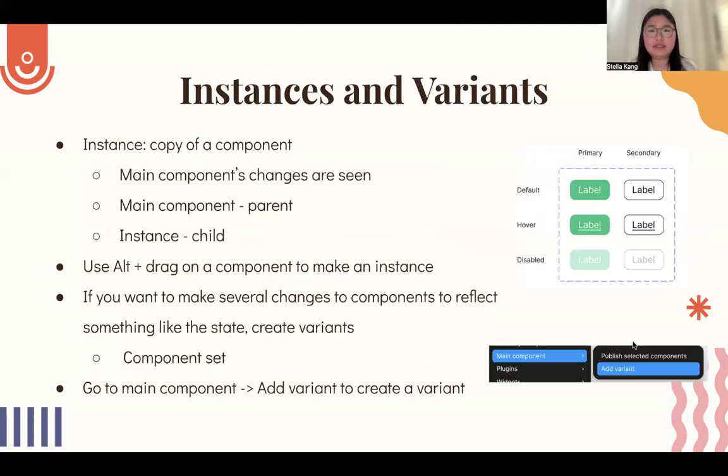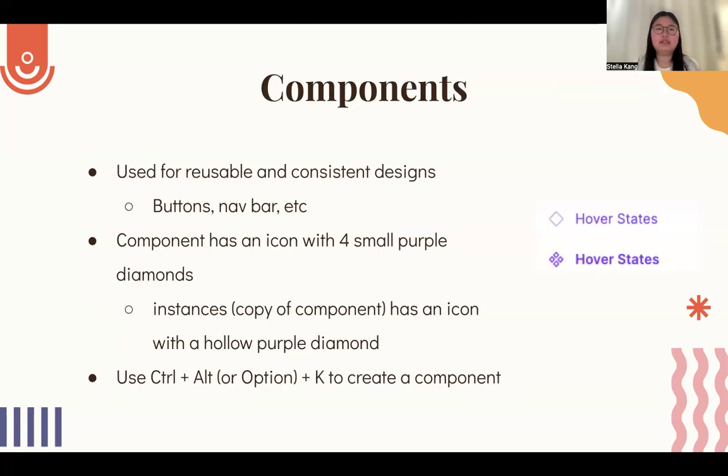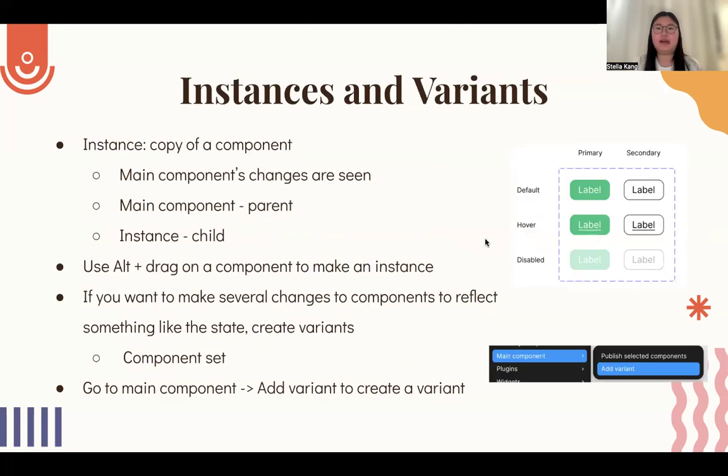And real quick, instances and variants. An instance is a copy of a component. So this purple component could be a nav bar or a button, but if you want to create a copy of that so that you can put it on your other designs, you can create an instance. So that's just a copy of that. The main component is the parent, and the instance you can see as a child.